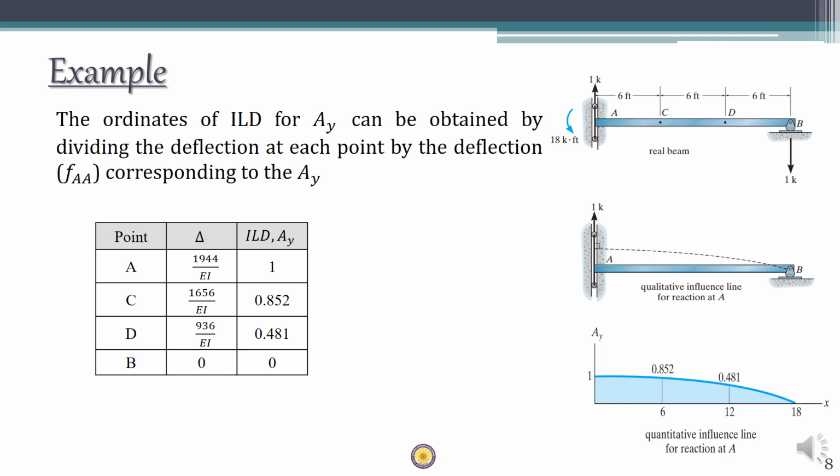If you do that, you can get the coordinates of the ILD for reaction at A, which means that you get values like this. Value is 1 at support A and value is 0 at support B. In between you have some values. So if you plot that, you can obtain the ILD for AY, and it is going to be a parabola. Fine.